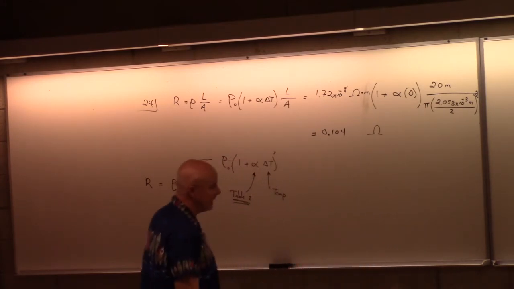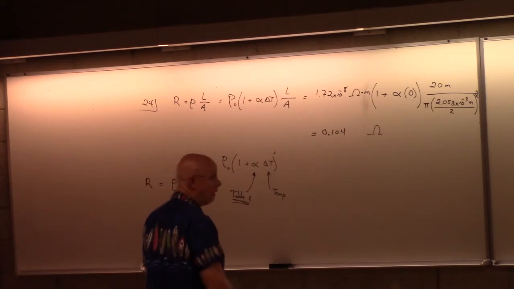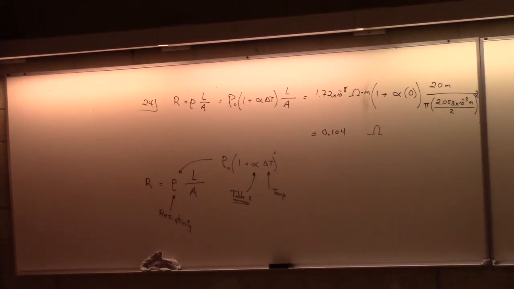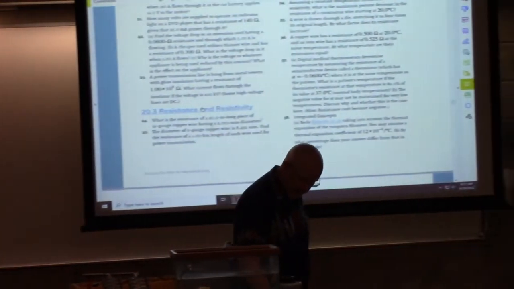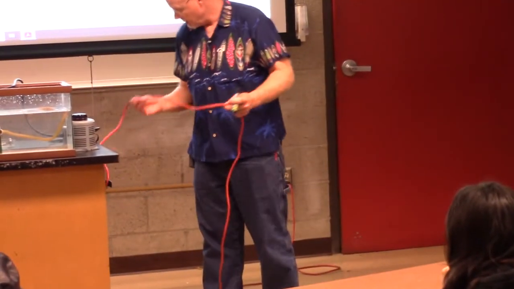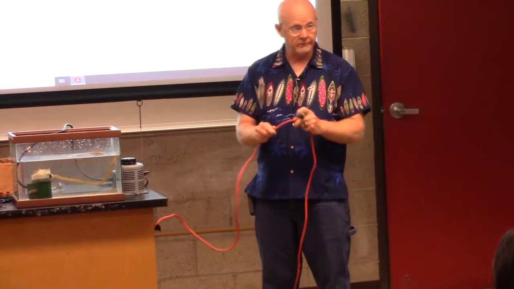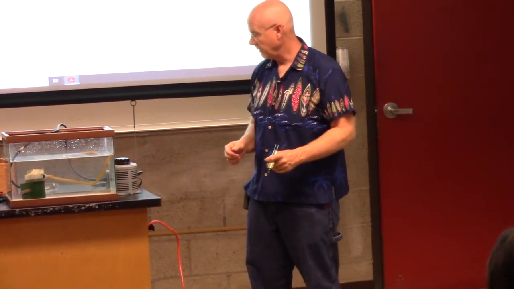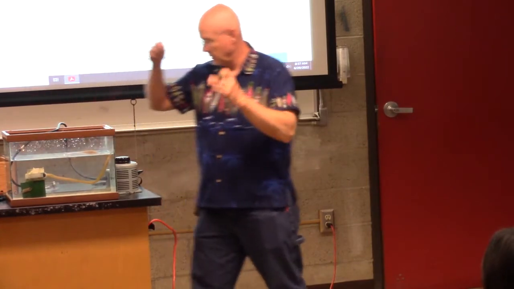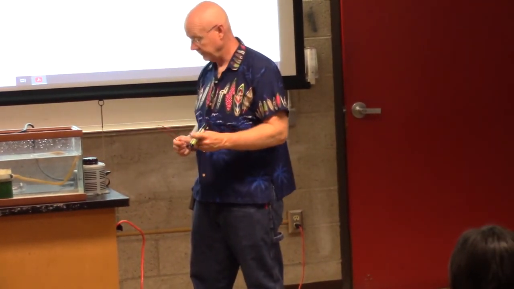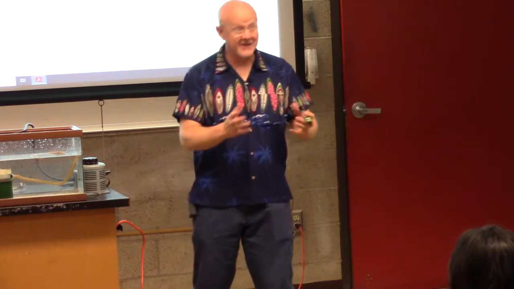Which, by the way, if you are curious, a 12-gauge wire is a pretty decent-sized wire. I guess they tell us the diameter is about 2 millimeters. This one right here looks like a 16-gauge. Well, there's three of them in there, so I could be misleading. Well, this is probably a 16-gauge, but it's got plastic on it. Anyway, roughly that size of wire.